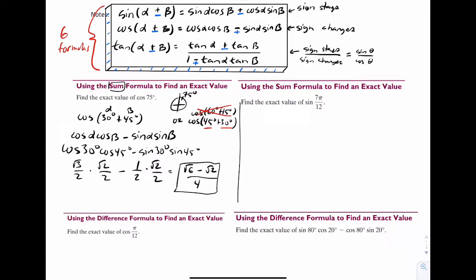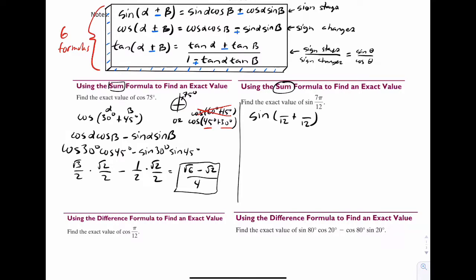Sine 7 pi over 12. So again, it wants us to use the sum formula, which makes sense because it'll be easier to add to 7 rather than to subtract. So we're going to quickly think of two things that add to 7 pi over 12. I recommend leaving it as over 12 and then reduce it.